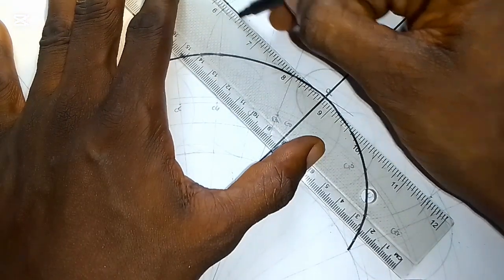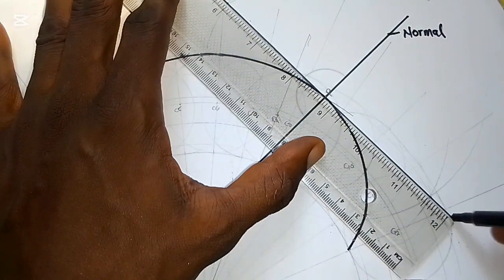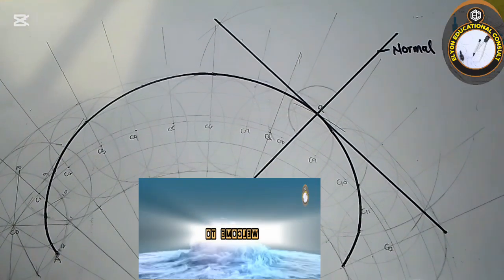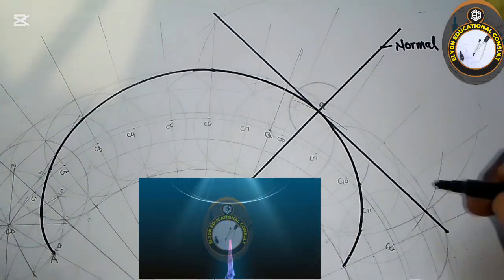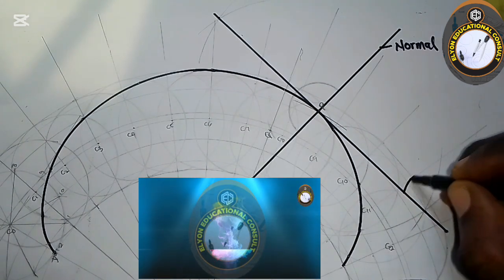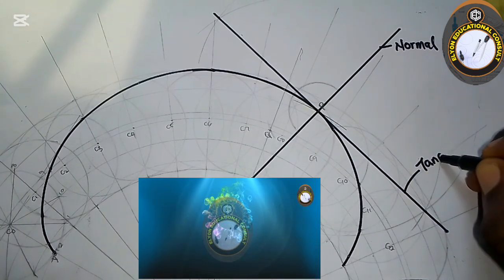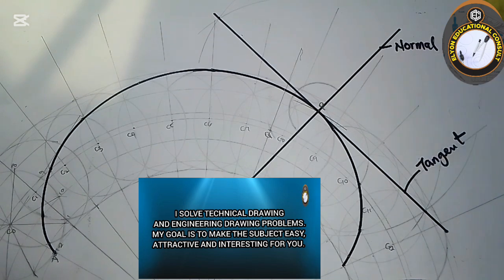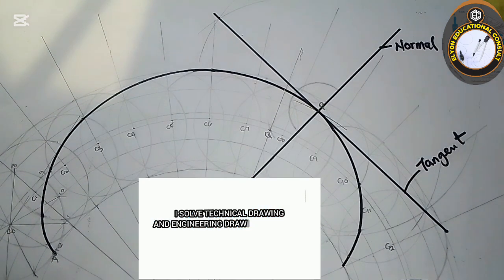So we have it this way. So this is our tangent. This should be the tangent line. So this is the tangent and this is the normal. I hope this is clear.